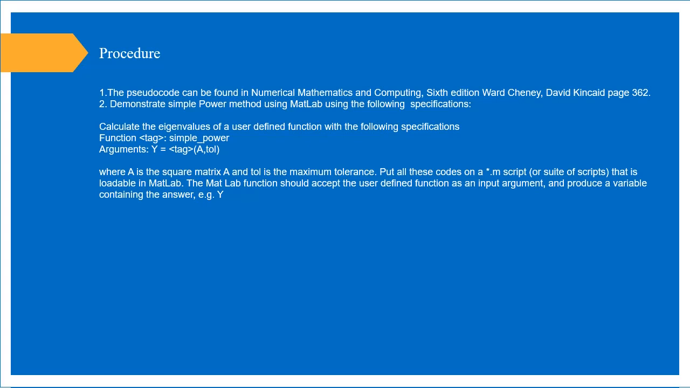Function simple power, arguments y equals a and tol, where a is the square matrix and TOL is the maximum tolerance. Put these codes in an M script that is loadable in MATLAB. The MATLAB function should accept the user-defined function as an input argument and produce a variable containing the answer.